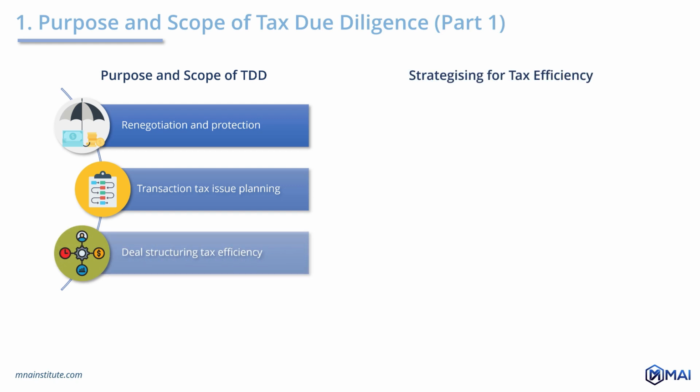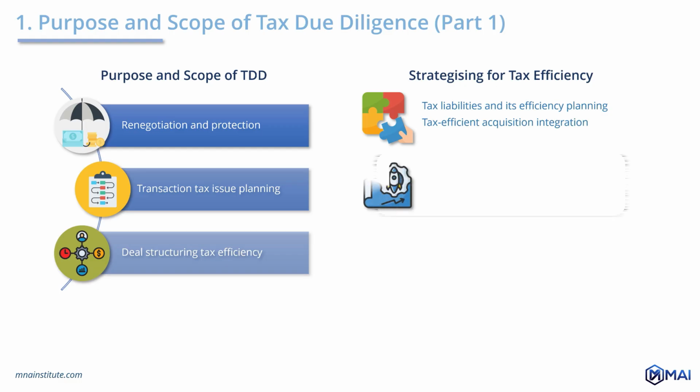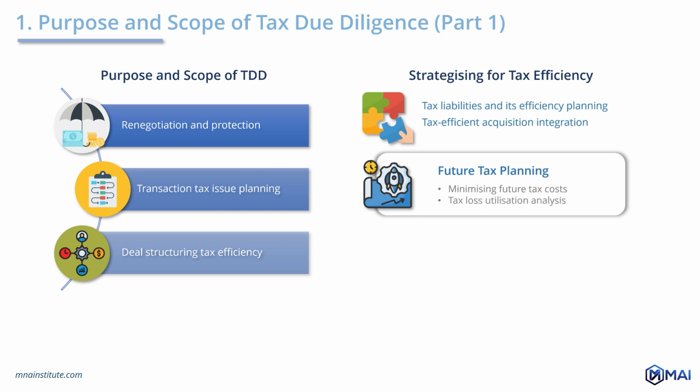Strategizing for post-acquisition tax efficiency. A key aspect of tax due diligence is not just identifying current tax liabilities, but also planning for post-completion tax efficiency. This involves integrating the acquisition into the buyer's tax structure in the most tax-efficient manner, aligning with commercial objectives. Attention to detail is required for future tax planning, how the acquisition can be structured to minimize future tax costs. This may involve utilizing tax losses, understanding past M&A transactions, and assessing potential tax liabilities.